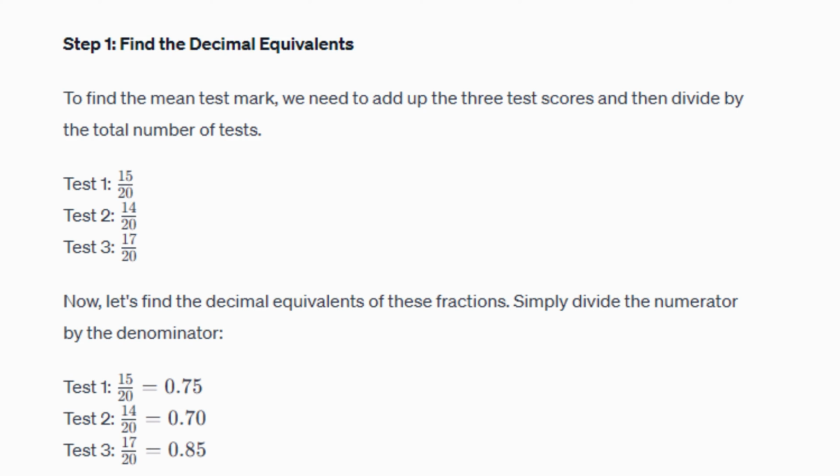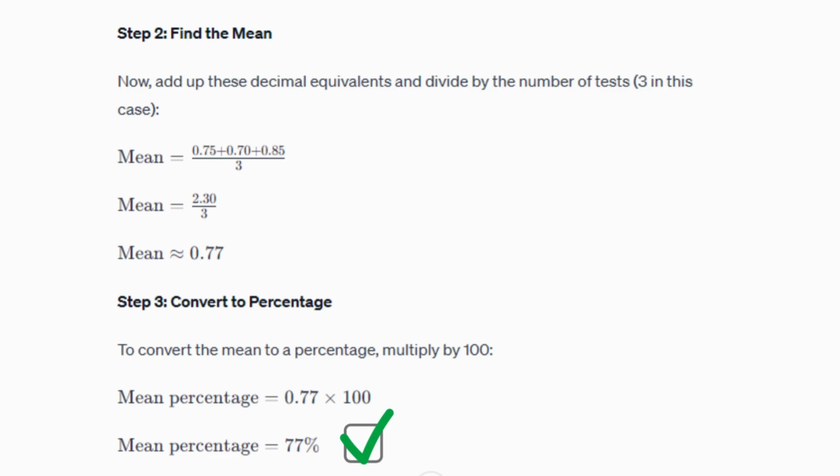So what we do is we find the decimal equivalent of the fractions, and then we divide the numerator by the denominator, right? So we say 15 divided by 20 and we got 0.75, and in percentage that would have been 75%. We divided 14 by 20 and we got 0.70, and in percentage that would have been 70%. We divided 17 by 20 and we got 0.85, and in percentage that would have been 85%.